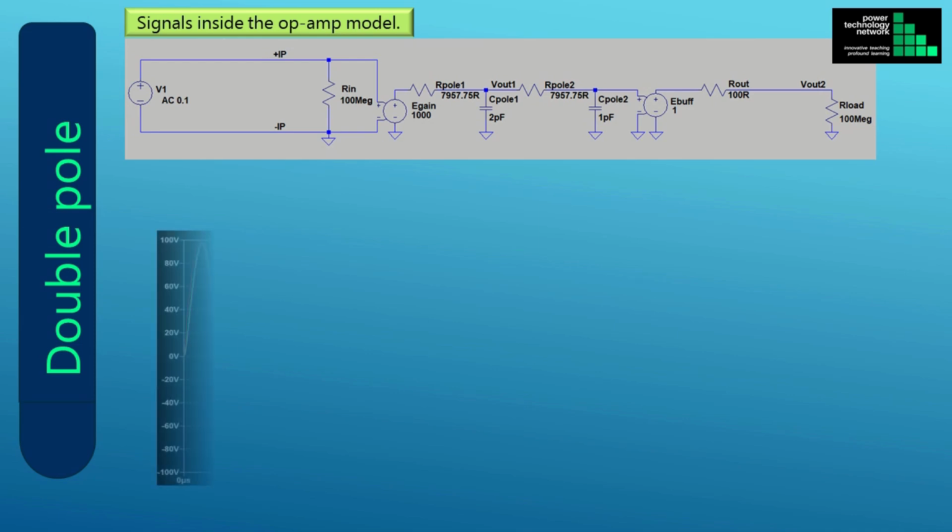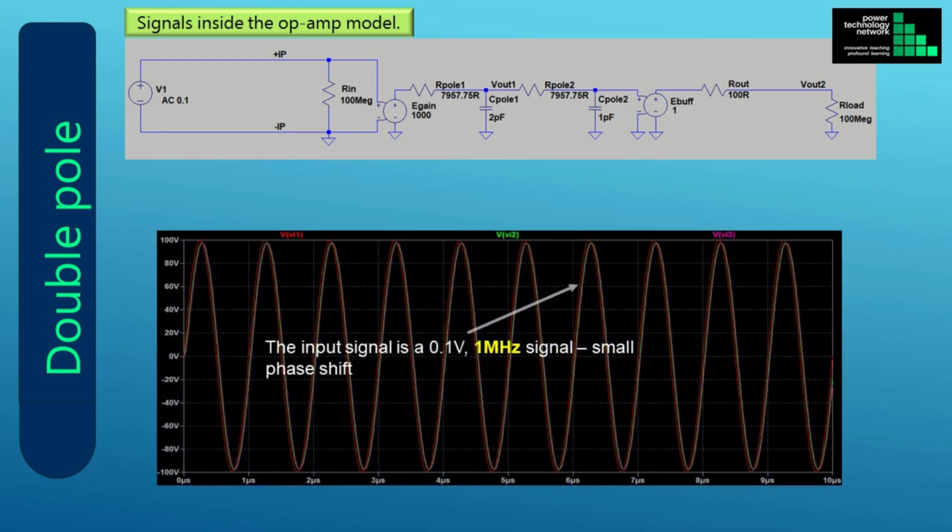This is what the three signals look like in the time domain. The input is a 100 mV, 100 kHz sine wave signal. It is clear that there is no phase shift between the signals at this frequency.